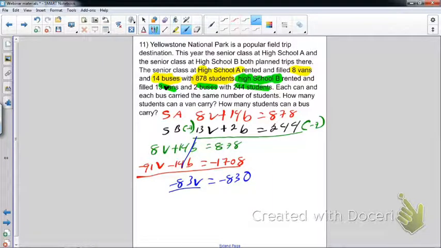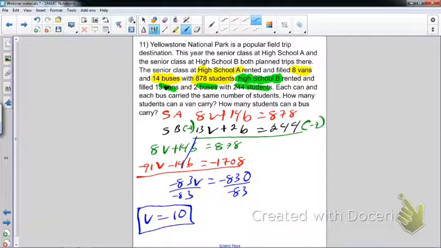And I get to use the division property of equality, where I get to divide both sides by a negative 83, and I see that V turns out to be +10, because a negative divided by a negative gives you a positive. So now I know that I have 10 people per van, which is good, right? That's what we were looking for. That's what we really wanted to know. We wanted to know exactly how many students were in each van and in each bus.